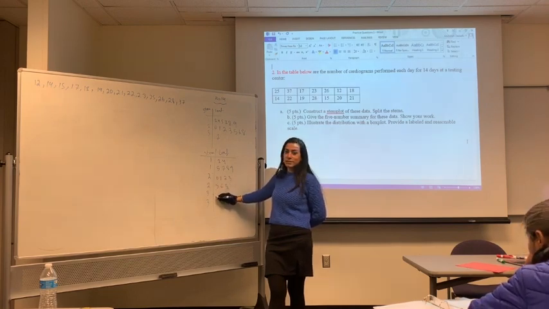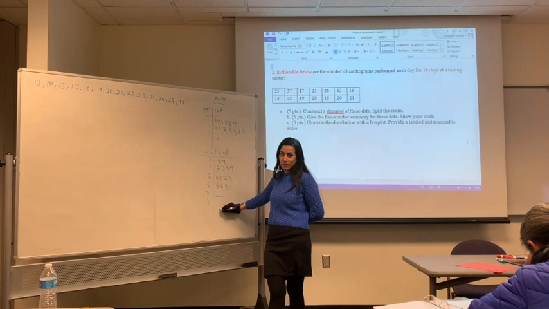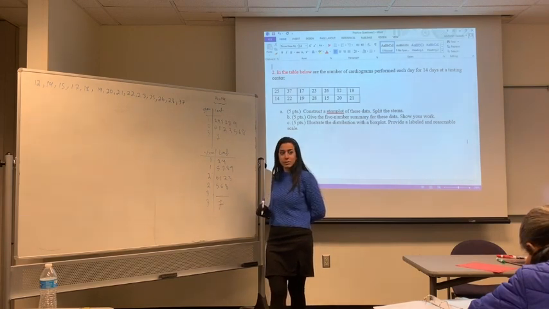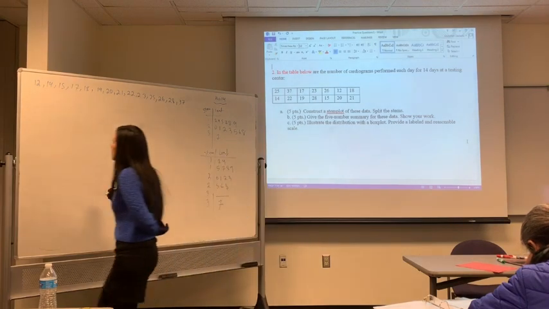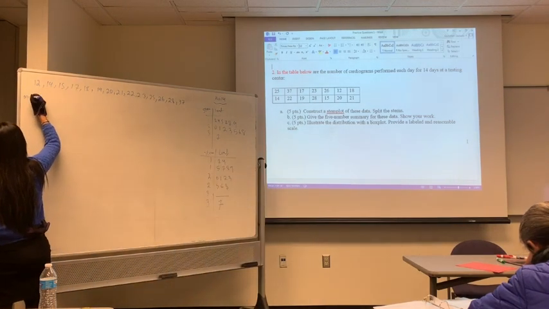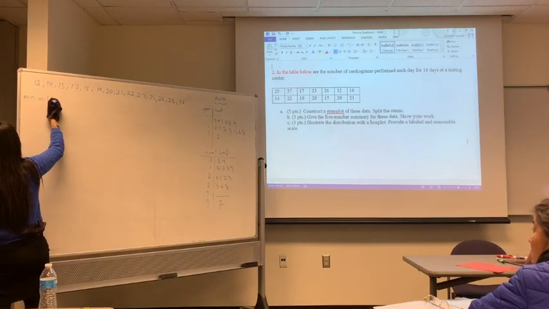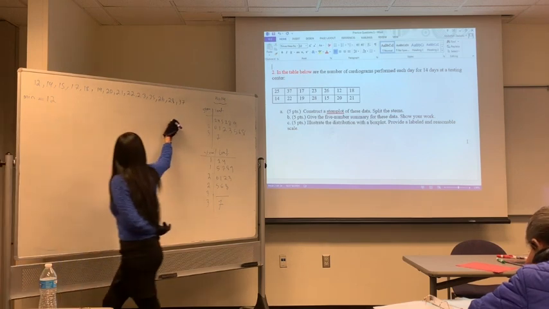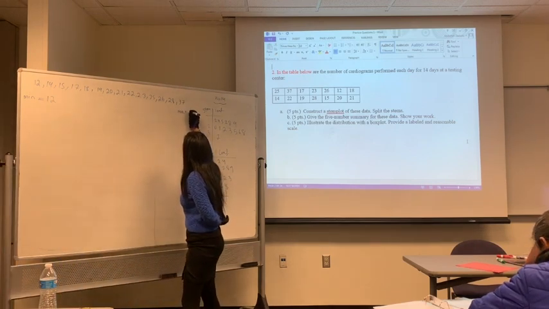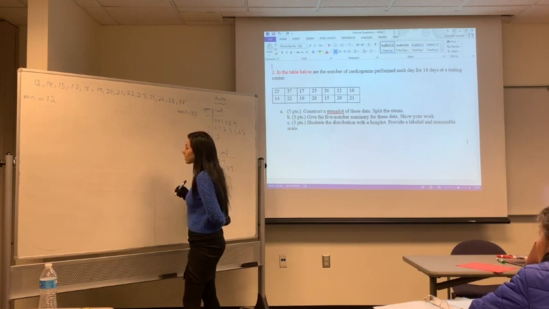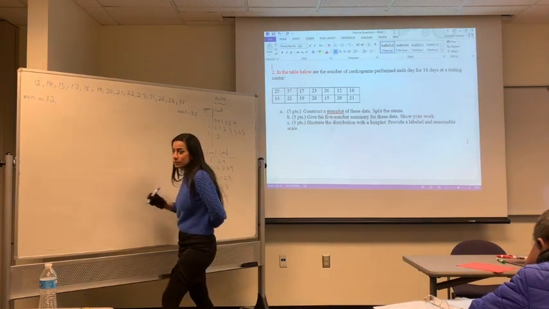And then what about the first 3? Nothing, because we don't have any leaves from 0 to 4. What about this one? 7. Good? So now, what is the minimum here? 12. What is the maximum? 37.